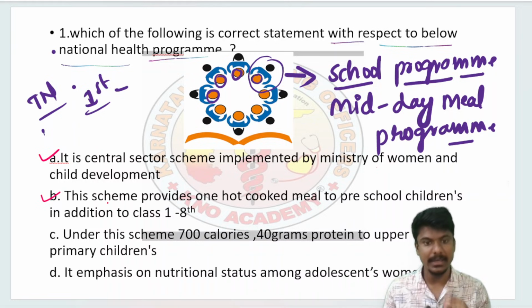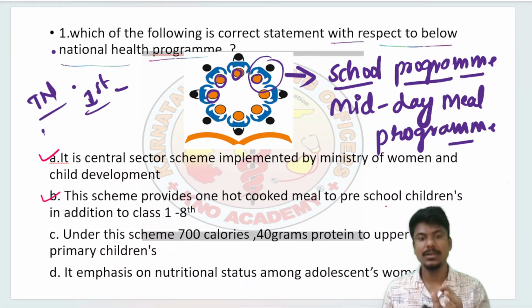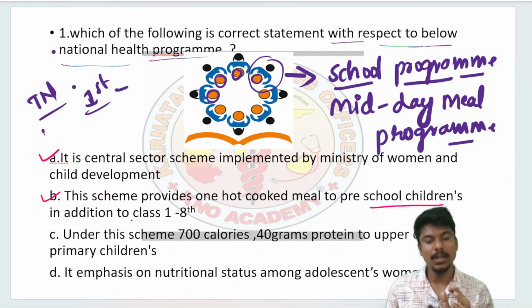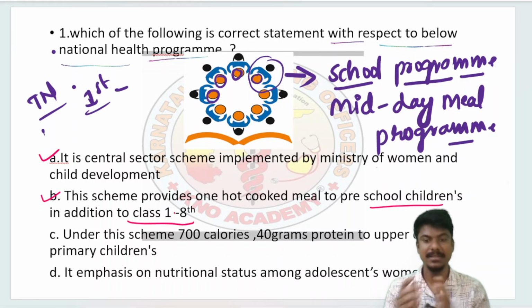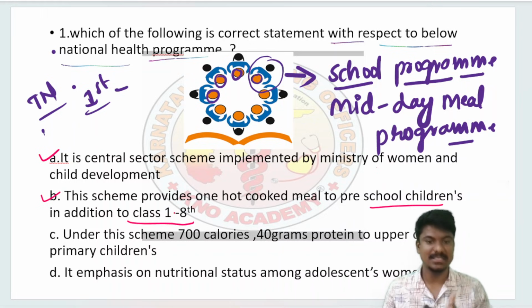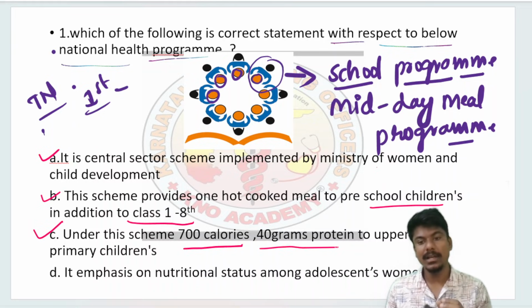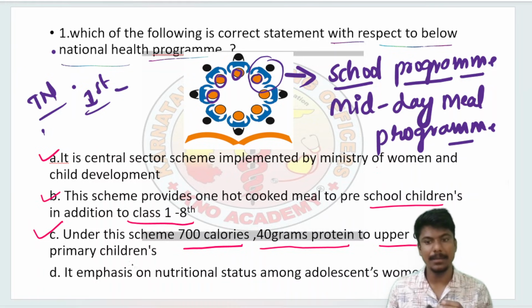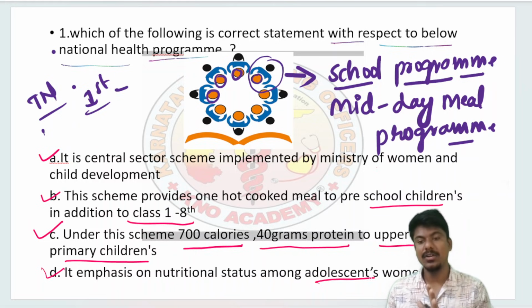Child Development. Option B: this scheme provides one hot cooked meal for preschool children, in addition to the 1 to 8 standards children. 1 to 8 standards children means nothing but the pre-primary, preschool, and upper class students. Option C: under this scheme, 700 calories and 40 grams of protein for the upper class and primary children.